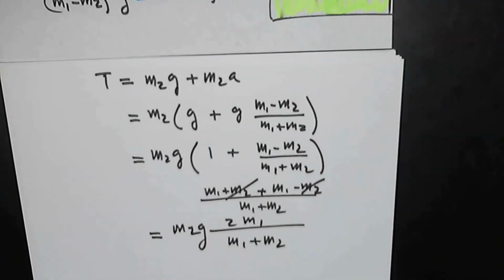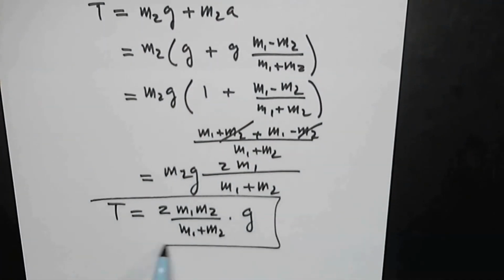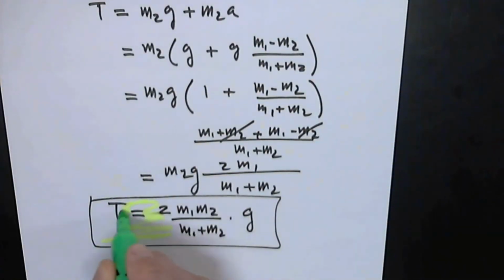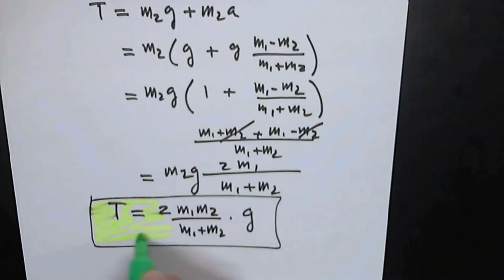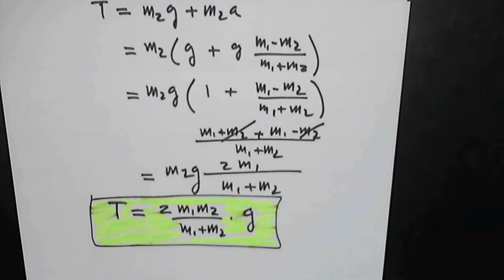Alright, so the tension is 2M1M2 over M1 plus M2 times G. And this has units of force, because it's mass squared over mass times G. And this is the tension of the object.